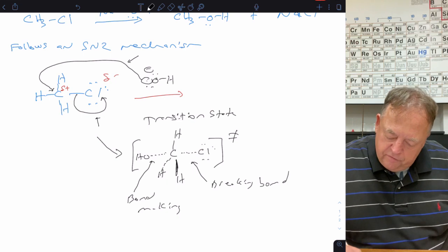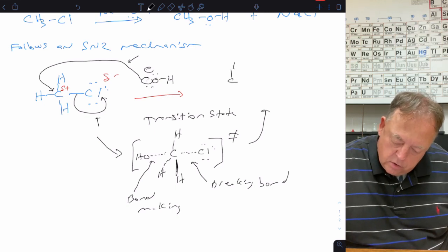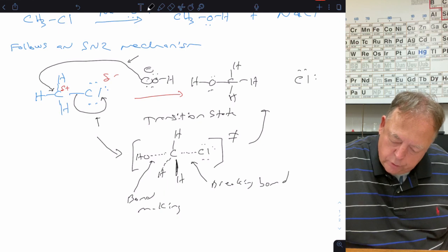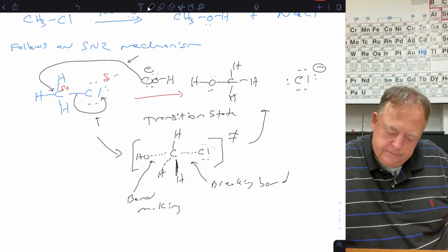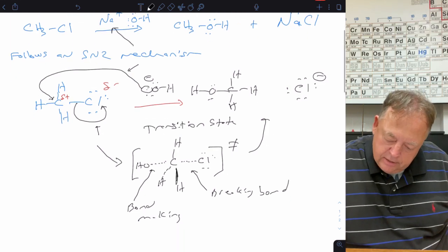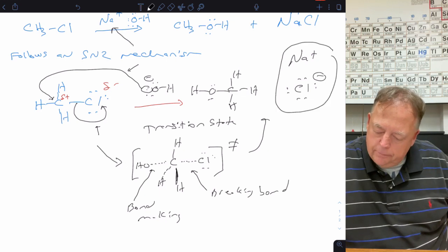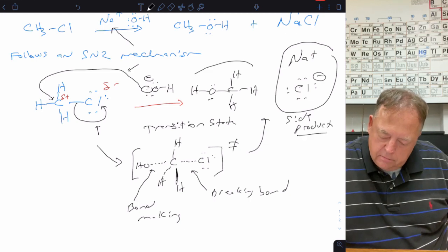So what happens then is you finish making the carbon-oxygen bond and finish breaking the carbon-chlorine bond. And so now the OH is attached to the carbon, and the chlorine has left, and it had 3 lone pairs to begin with. Now it has 4 lone pairs, so it's negatively charged, so it's a chloride anion. And then we also had a sodium, and the sodium basically didn't do anything in the reaction. So the Na plus is still there, so you have a sodium chloride side product. And then this would be the major organic product.